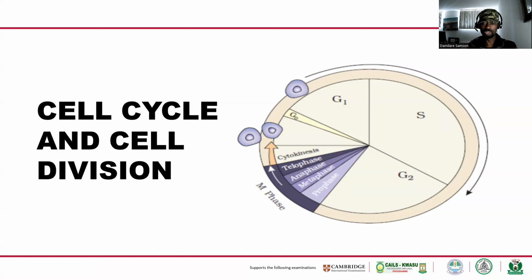Now, you see G0, that's G0, G1, S, and G2. And after G2, we have the prophase, the metaphase, the anaphase, the telophase, and the cytokinesis. Now, from prophase to the cytokinesis stage, or to the telophase, basically, it is named the M phase.